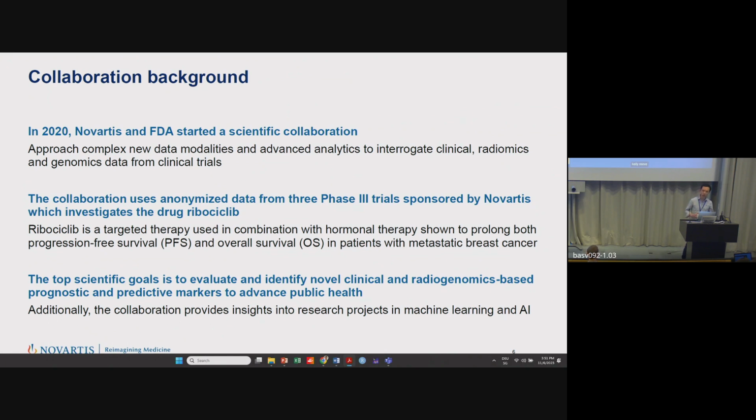So hopefully we can learn something from this collaboration beyond clinical data, and that can be applied to other drug development and also the knowledge of cancer. Additionally, the collaboration also provides insights for both parties, Novartis and FDA, into research projects using machine learning and AI.